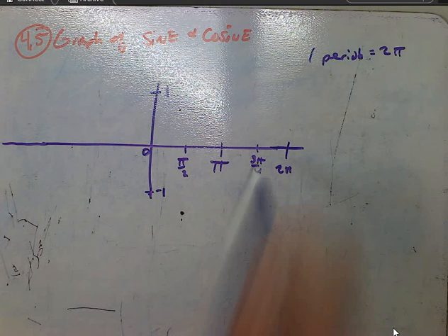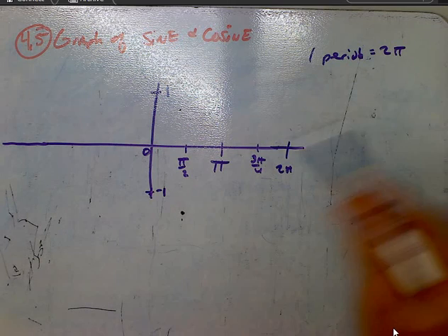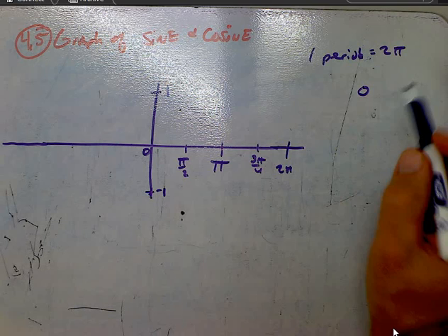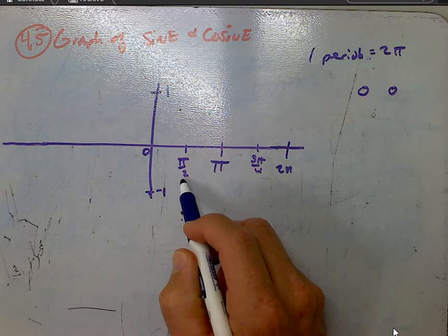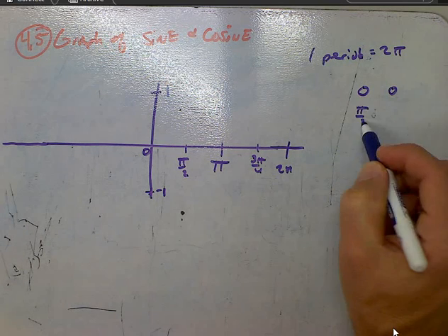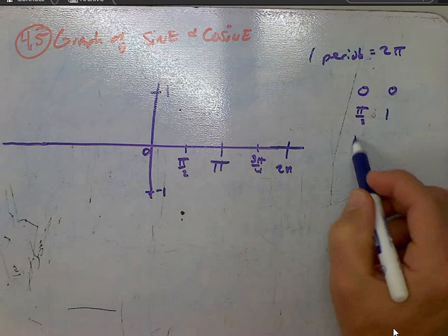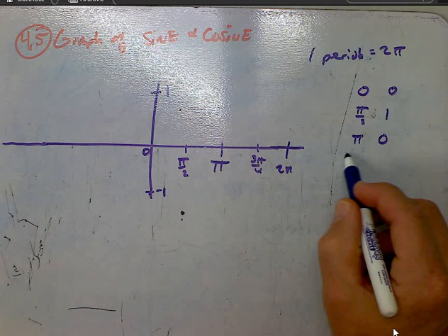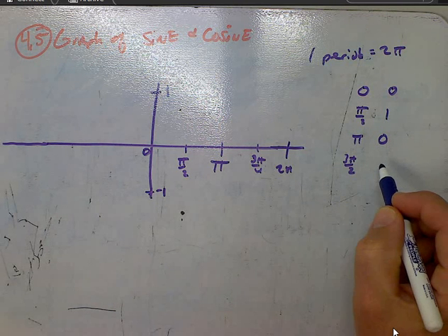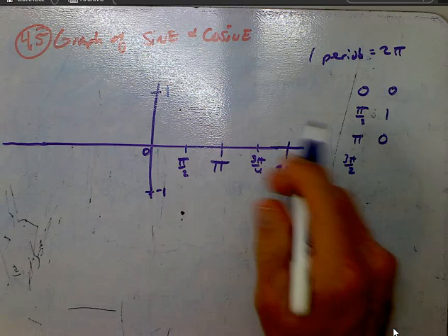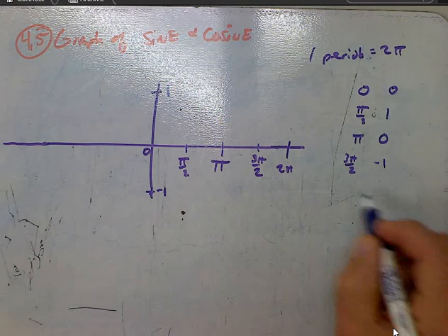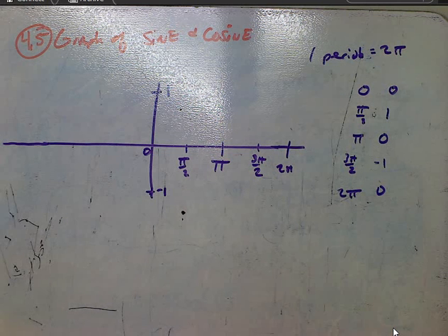And so let's find ordered pairs here. So the sine of 0 is 0, the sine of pi over 2 is 1, the sine of pi is 0, the sine of 3 pi over 2, this would be 3 pi over 2 down here. The sine of 3 pi over 2 is -1, and the sine of 2 pi again is 0. So those are our basic points in one period.